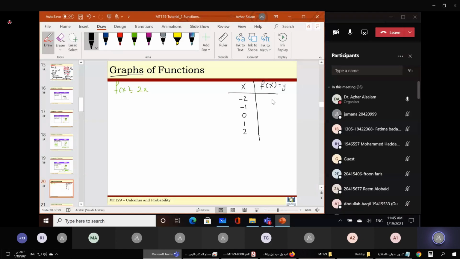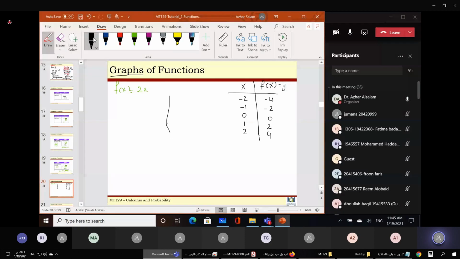To find y, I substitute here in 2x. To find y here, 2 multiplied by minus 2 is minus 4. Yes. And here, minus 1, when I substitute it here, yes, minus 2. And here, 0. Here, 2. 4. And 4. Okay, I will take these 5 points and present or sketch them on a plane.